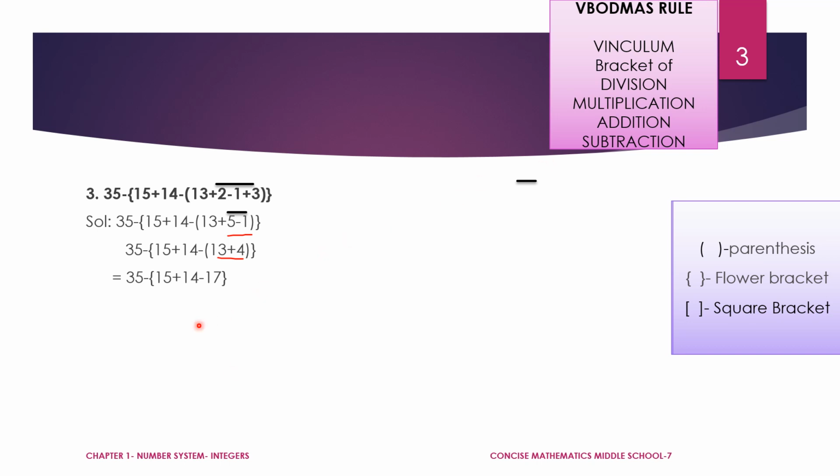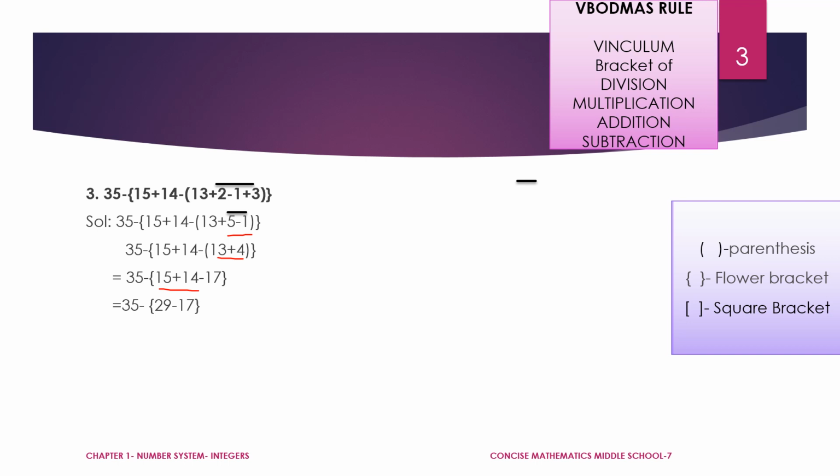Now, do you have any vinculum? No. Parenthesis? No. Flower braces? Yes. Now in the flower braces, again check for division. Do you have any division? No. Multiplication? No. Addition? Yes. 15 plus 14. So you need to do 15 plus 14 first.